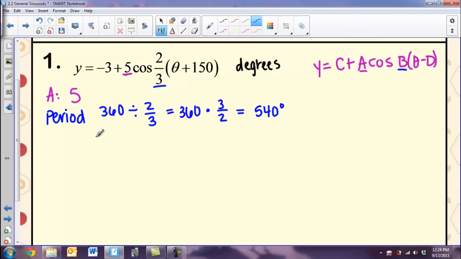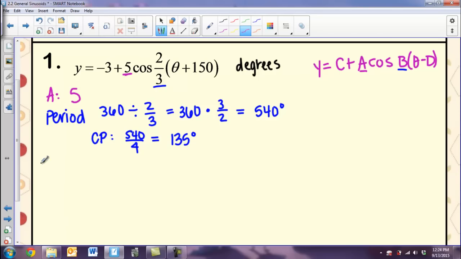After you have your period, you can find your critical points, and your critical points are going to be whatever your period is divided by 4. So a critical point is going to happen 135 degrees after the starting point, and then 135 after that, and 135 after that, etc. Okay, so that's what we did last week. Now let's talk about these phase shifts and the vertical shifts.